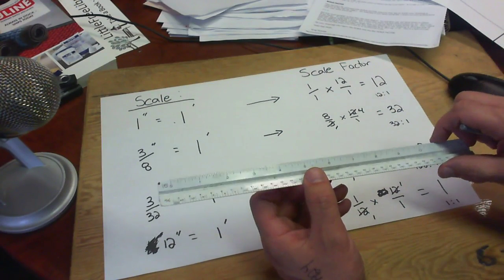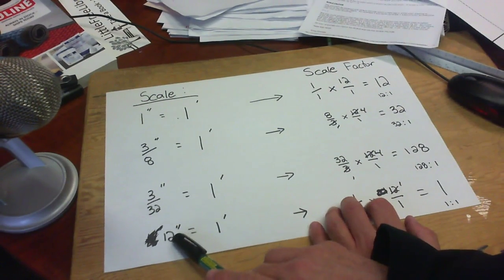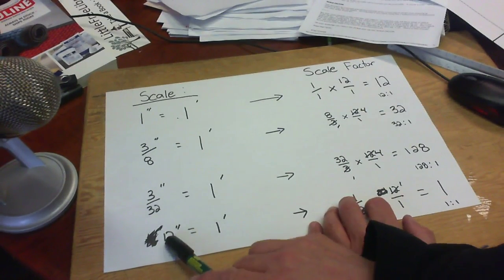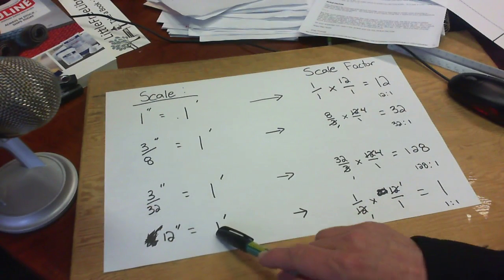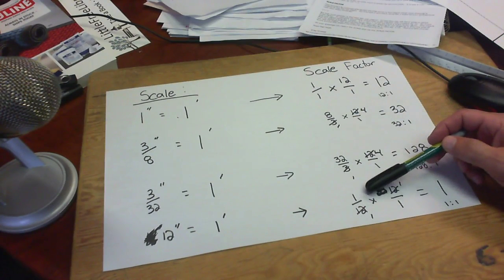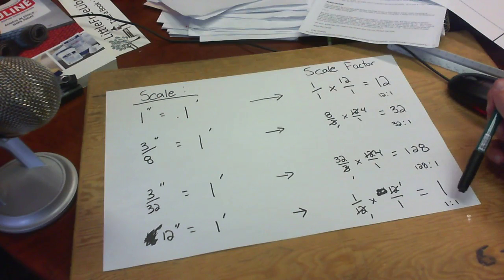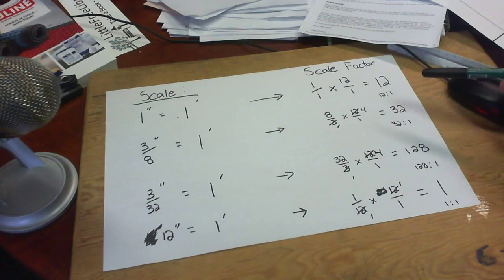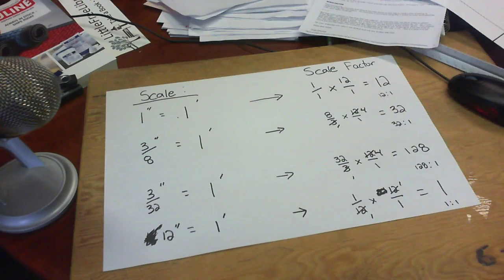So I'll show you mathematically how that's the case. If I'm using that 16 scale, what it actually is 12 inches is equal to 1 foot. Okay, so pretty simple. If I invert 12, 1/12 times 12 is equal to 1. So that means my drawing and my real life object are the same. And that's what it should be if I'm using the 16 scale.